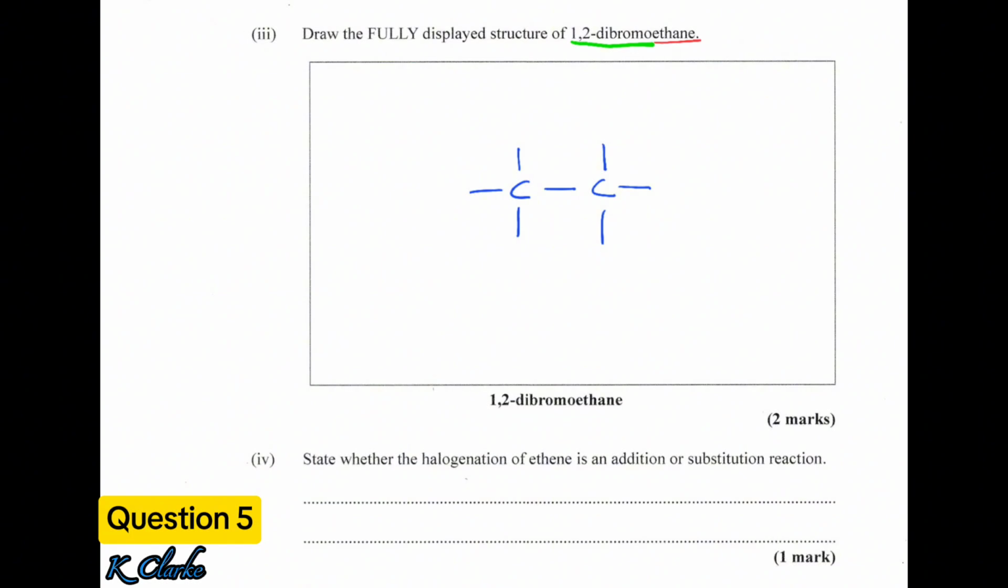1,2-dibromo means that there are 2 bromines. However, 1 bromine is attached to carbon 1 and another bromine is attached to the other carbon, carbon 2. Then you are going to draw hydrogen atoms at the remaining bonds to complete the structure. Part 4. State whether the halogenation of ethene is an addition or substitution reaction. The answer is addition reaction.